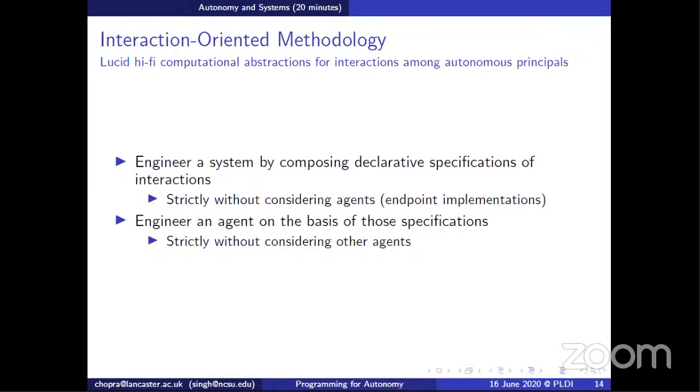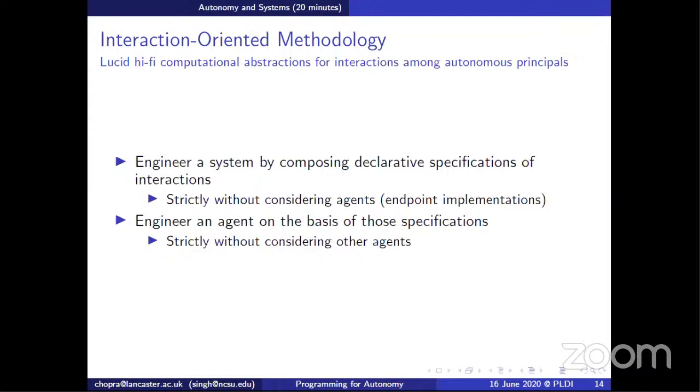So when a party wants to engineer an agent to play its role in the protocol, it should be able to do so solely on the basis of the specifications of interaction, that is, strictly without considering other agents. If in the design of an agent one had to consider the design of other agents, then those agents could become tightly coupled at the level of the implementations. And a principle of interaction orientation is that any coupling between the parties should be expressed in the specifications of their interactions. Any other coupling is forbidden.